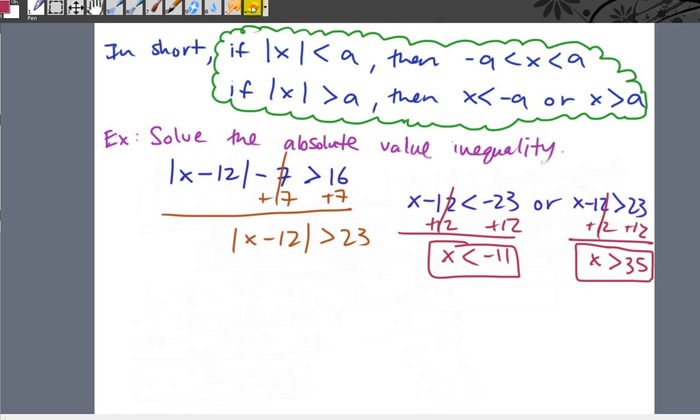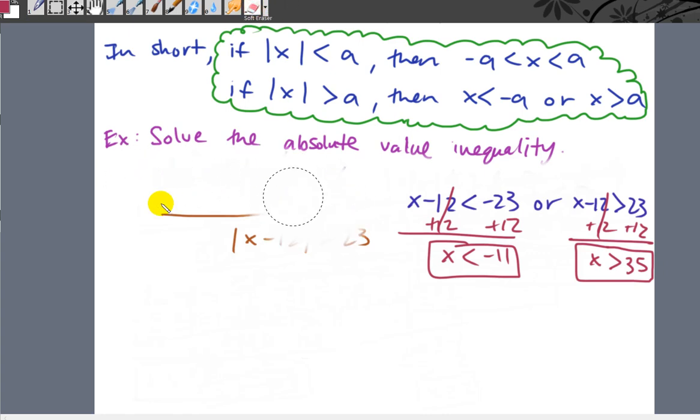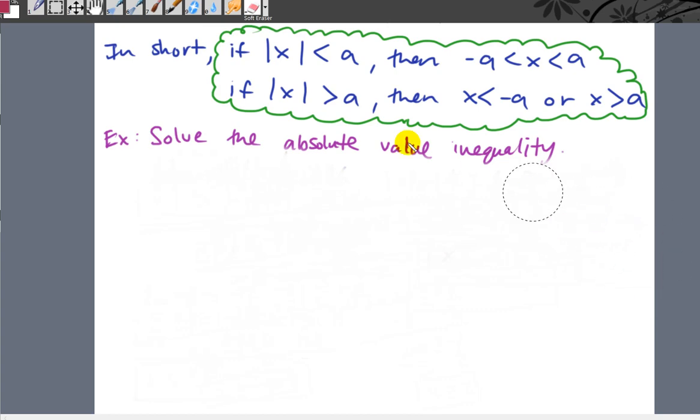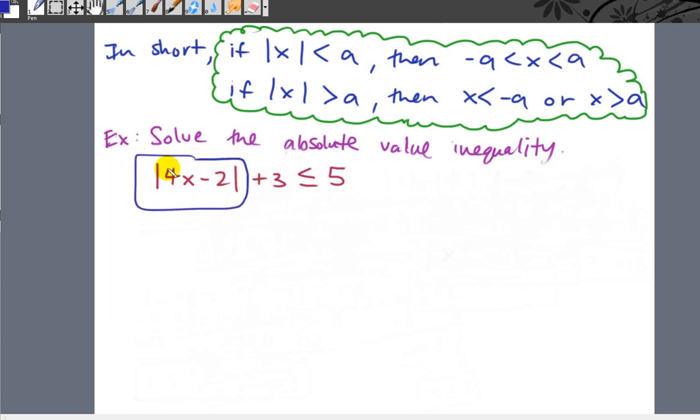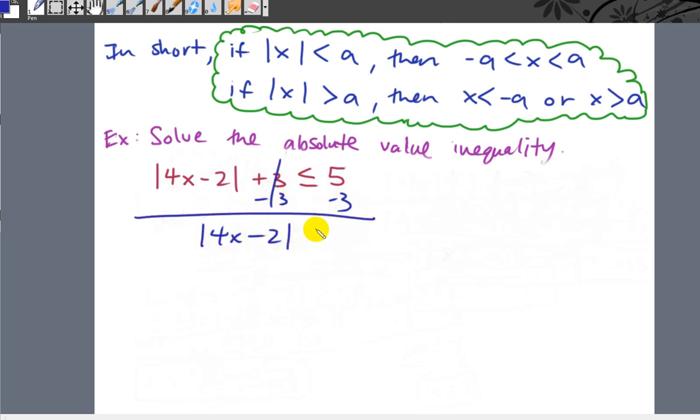Last example here, and then I'm going to close up the video. So let's say I give you something like the absolute value of 4x minus 2 plus 3 is less than or equal to 5. Same idea. We want to isolate that absolute value. So we can subtract 3. I see this as the absolute value of 4x minus 2 is less than or equal to 2. Now, as we saw earlier, this kind of looks like this.